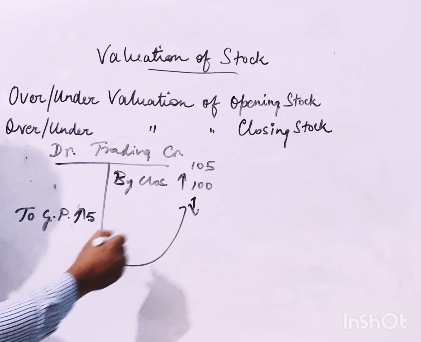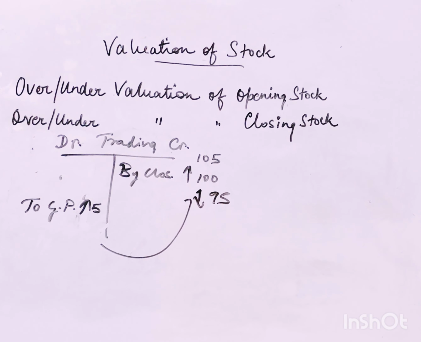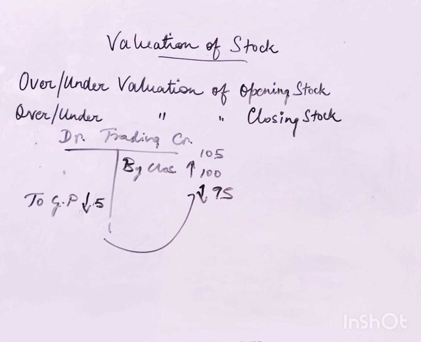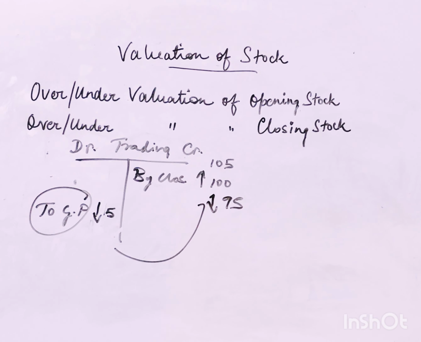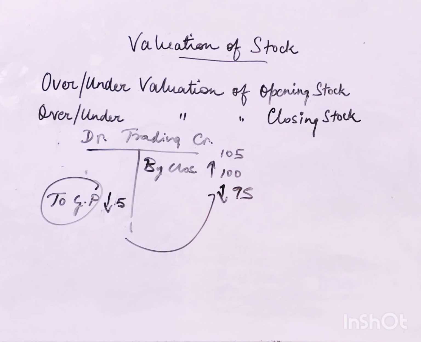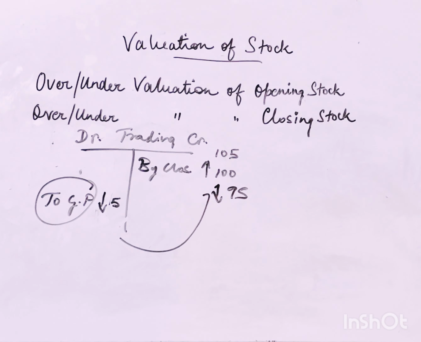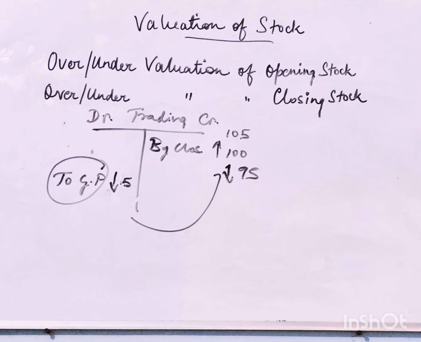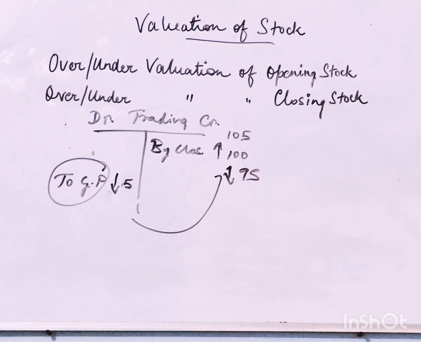Similarly, if my closing stock is undervalued by rupees 5, that means it is valued at 95, this will ultimately lead to reduced gross profit. So my gross profit is ultimately getting affected both by overvaluation and undervaluation of opening or closing stock. If there is an overvaluation or undervaluation of opening stock, it will have an inverse effect on the gross profit. And if there is overvaluation or undervaluation of closing stock, it will have a direct effect on the gross profit.